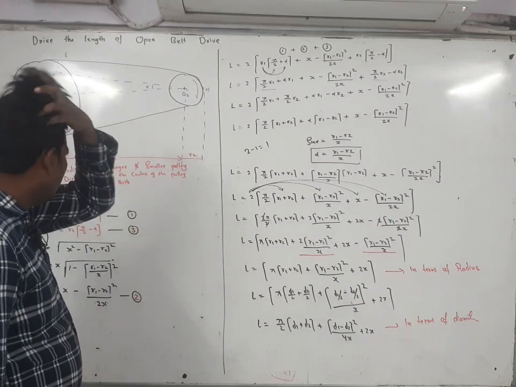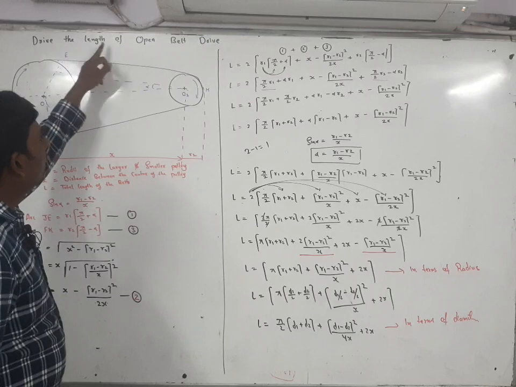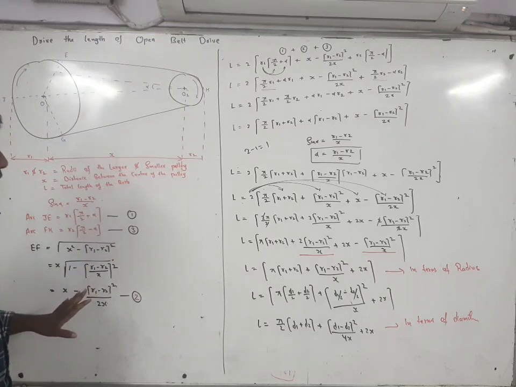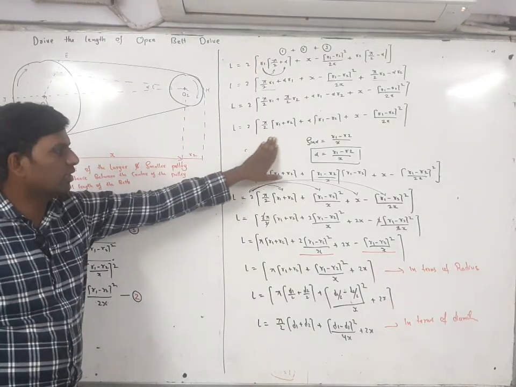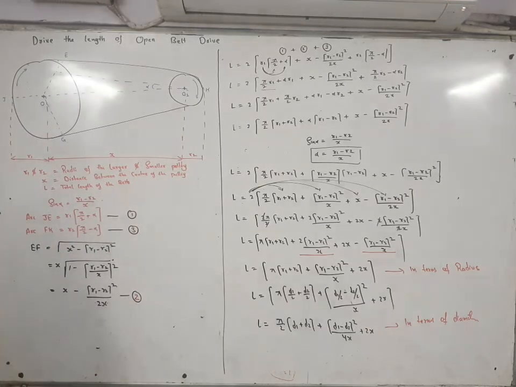This one is the derivation for the length of an open belt drive. Two pulleys are given. These things you have to remember. After that, simplification is there. If you solve that, you will easily get the length of an open belt drive: pi by 2 (d1 plus d2), plus (d1 minus d2) whole square by 4x, plus 2x. This is the length of an open belt drive.